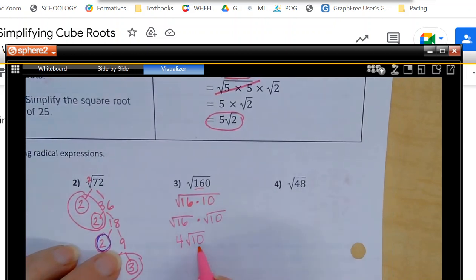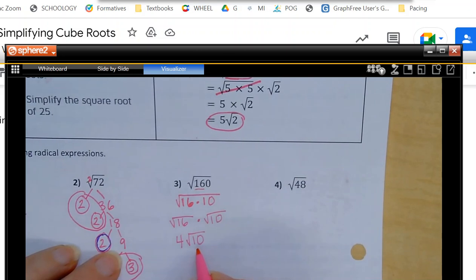Okay, 4 times the square root of 10. I want to make sure the square root of 10 is as simple as it can be. So I just want to think about, is there a perfect square that's a factor in there? So here's 10. 10 is 1 times 10. It's 2 times 5. There are no other factors, and so I don't see any perfect squares in there. So I'm going to say that this is good. It is my final answer.